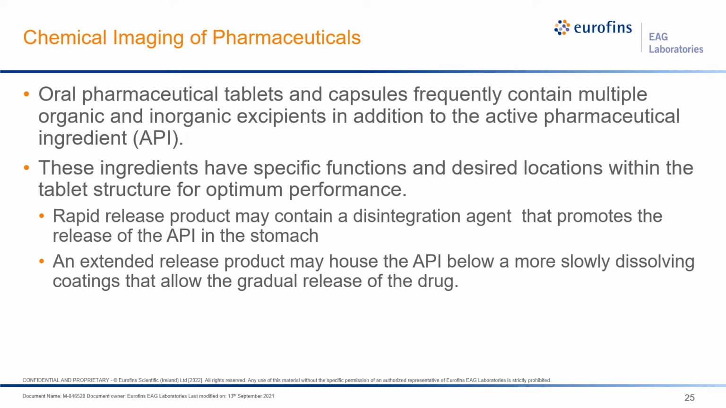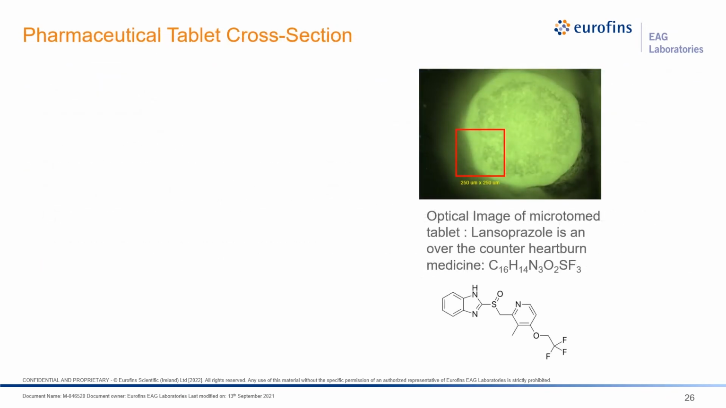So in this case, we're going to look at a drug called lansoprazole, which is an over-the-counter heartburn medication. This is the structure and the formula of the material. So it's got a lot of nice ions, and the more different atoms in a structure, the easier it usually is to see with TOF-SIMS, and the more likely we are to get diagnostic peaks.